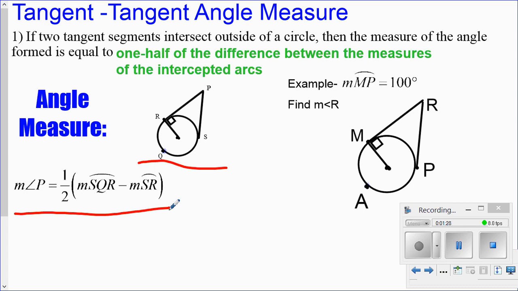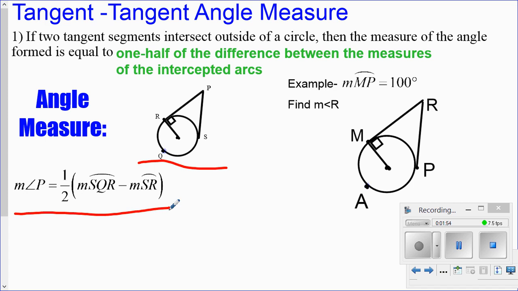If they're intersecting inside the circle, then it'll be the sum of the arcs divided by 2 or times 1/2. If it's something intersecting outside of the circle, then the measure of the angle created there will be equal to 1/2 of the difference between the larger arc minus the smaller arc, or the major arc minus the minor arc. So we're going to see how this formula works here.